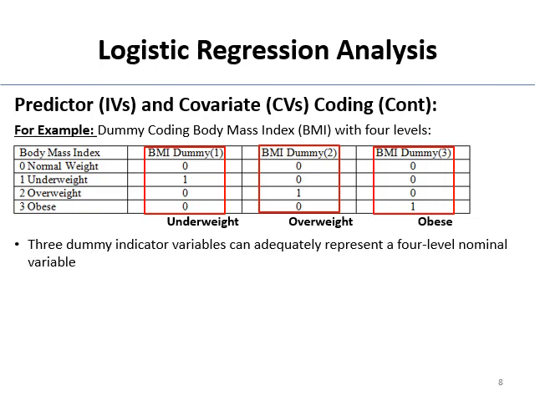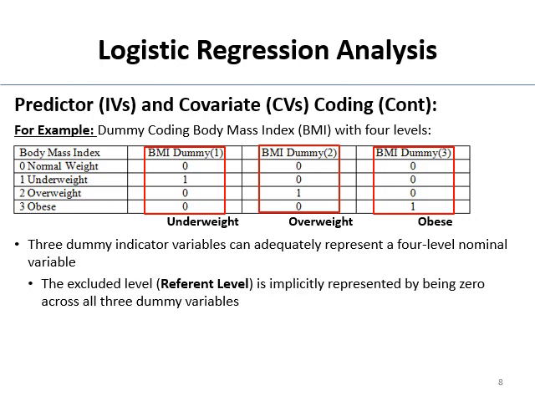So 3 dummy indicator variables can adequately represent a 4-level nominal variable. Again, it's k minus 1, or number of actual levels minus 1, is how many dummies you need. The excluded level is called the referent level, and it's implicitly represented by being 0 across all the dummies. See? Normal weight is the only level of BMI that's 0 across all the dummies. So that means it is the referent. And referent means all the other ones that have a 1 on a dummy will be compared to that. It's the comparison level, relative to normal weight.